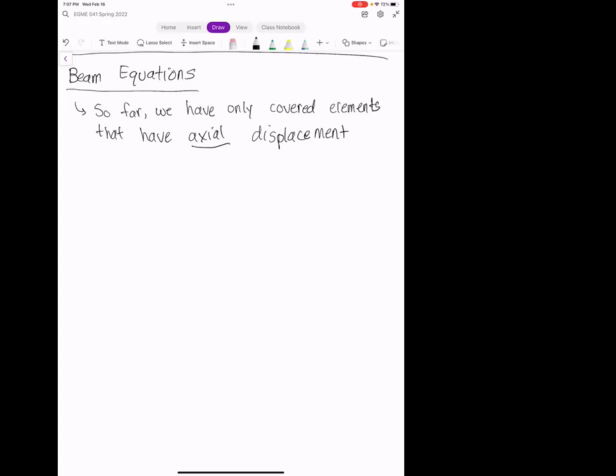Sorry about the glare. So, axial displacement. If we have an element like this, we only consider cases where it can displace just left and right. That's fine for a lot of cases, and you can use pure truss elements or pure spring elements to represent your structure. But in reality, we know that displacement or deformation of structural elements is a lot more complex than that.